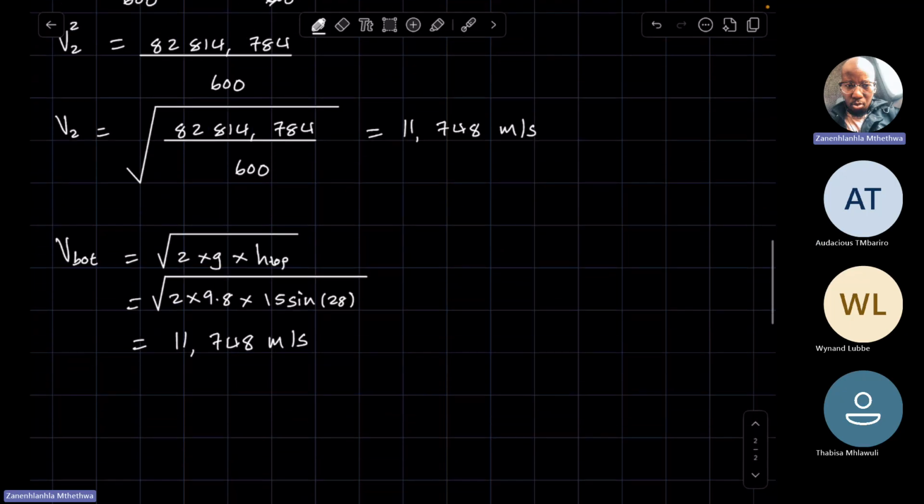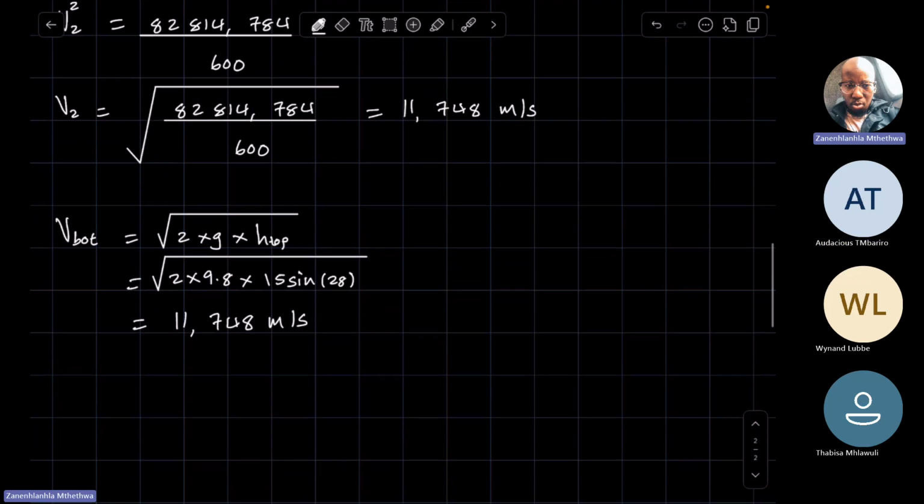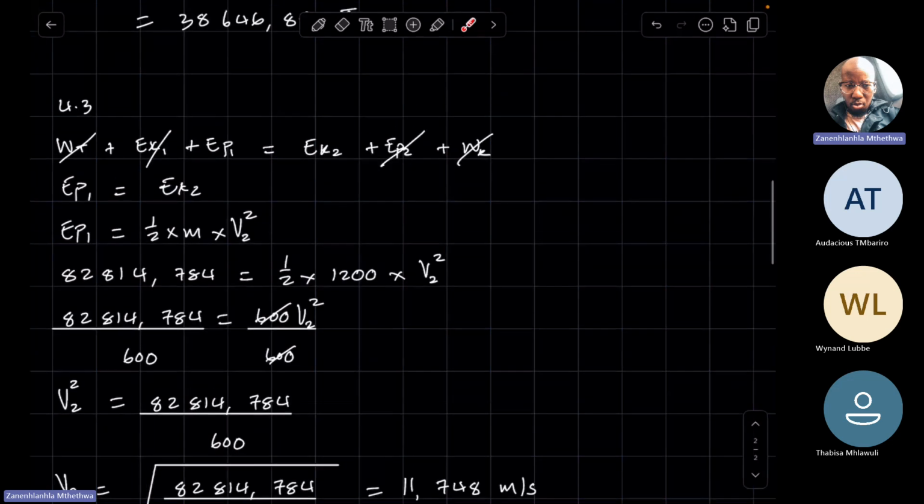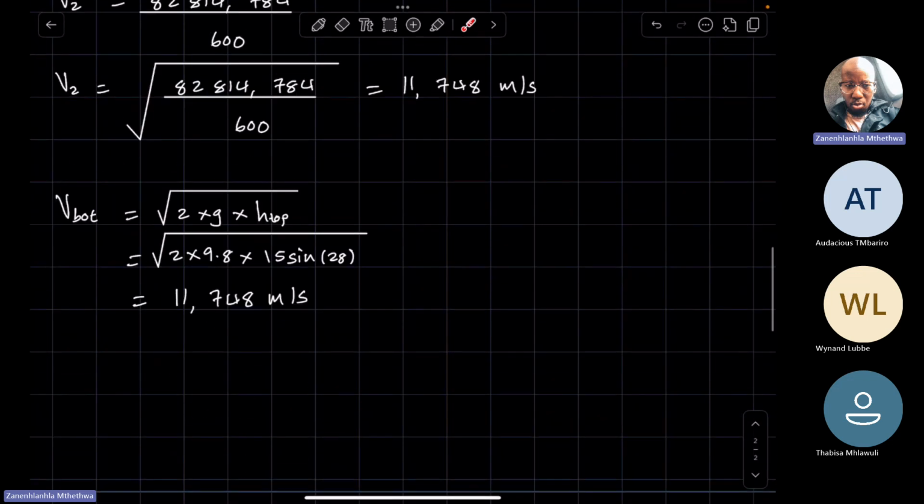In fact, wow, the same. You see? But you should take note that only when there is no force applied, and also if the surface is frictionless, only then can you use this formula to calculate the velocity at the bottom of the slope. But if you take that into account, it's much easier and much quicker than having to use this here. That is why this equation is very important.